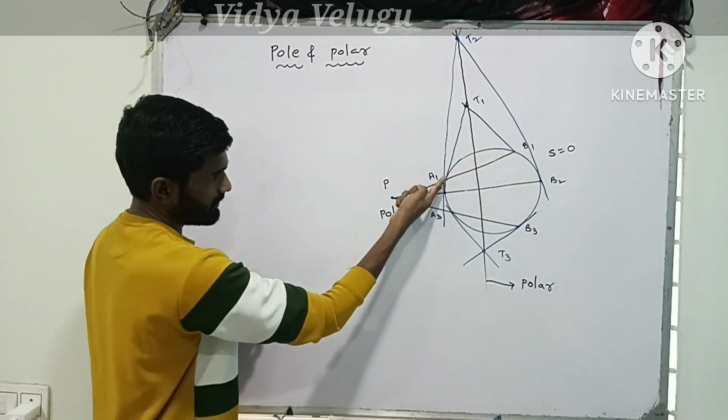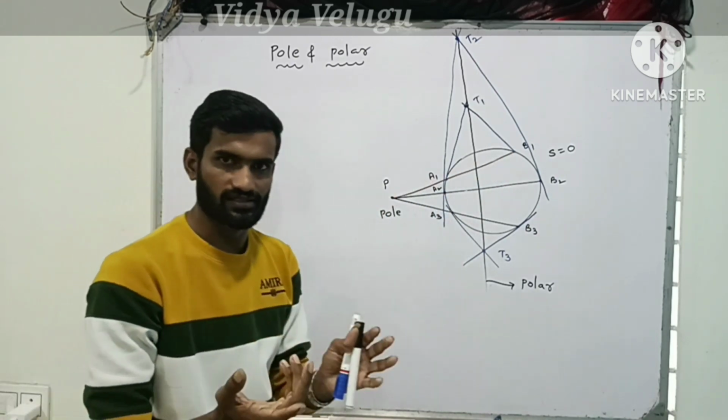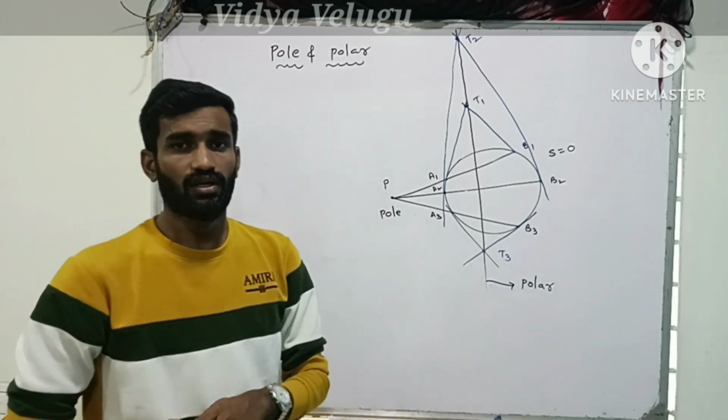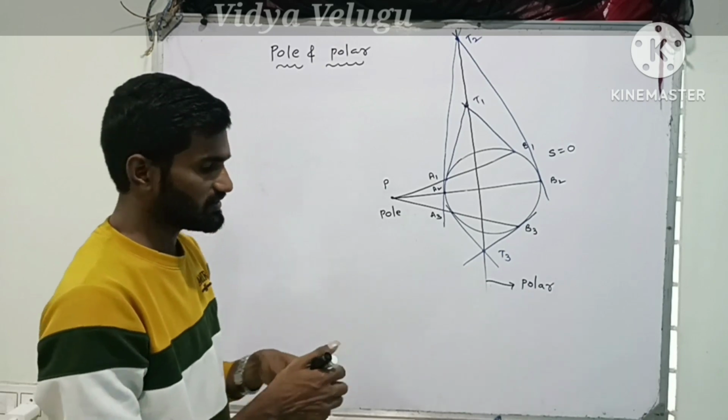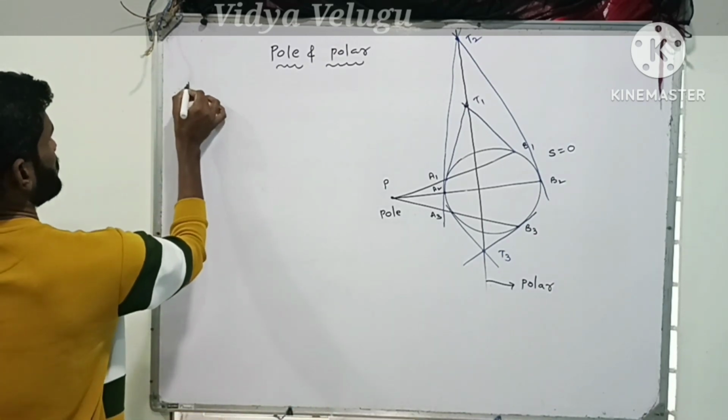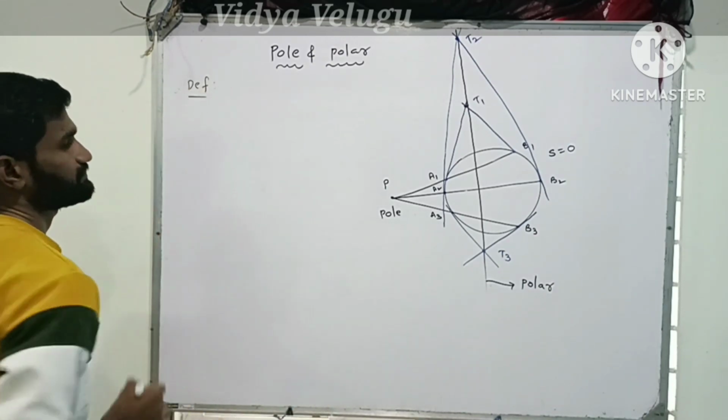Look, this line is passing through P itself, right? Yes, it is passing through P itself. Now we can say the definition of the polar very easily. So what is the definition of polar? Just observe here a definition of polar, right?